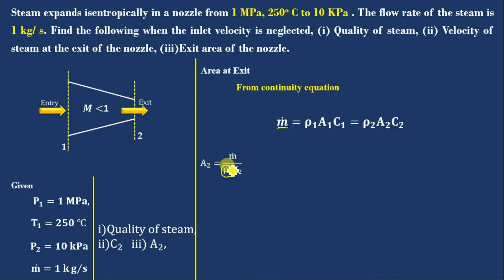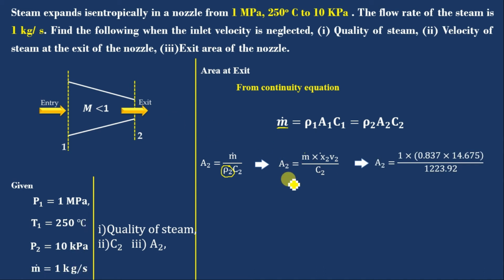Density is inversely proportional to the specific volume. So again, this equation can be written as A2 is equal to m dot times x2 v2 divided by C2. Substitute: mass flow rate is 1 kg per second, x2 dryness fraction we found out, vg we have taken from the steam table, and we know the exit velocity. Area becomes 0.01 meter square. This is how we can solve this problem by using the steam table.